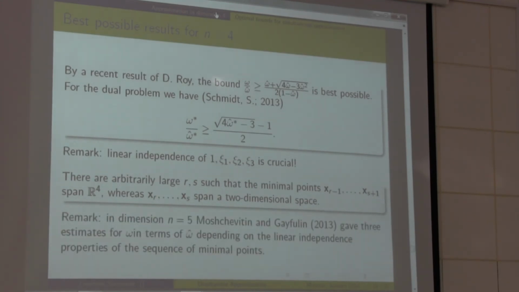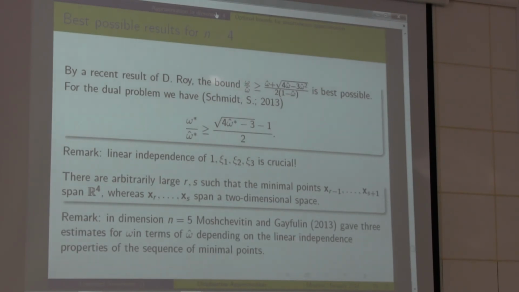Remark here, as I noticed in the announcement, the next speaker will speak about the case n equals 5, and he has, together with Moshchevitin, the result where exactly the same kind of estimate of omega in terms of omega hat will be done for the case n equals 5. So they were as clever as I was, so they do it one dimension higher, which is good. And here they will give 3 bounds as far as I know for omega divided by omega hat, depending on which linear independence properties of the sequence of minimal points you have.